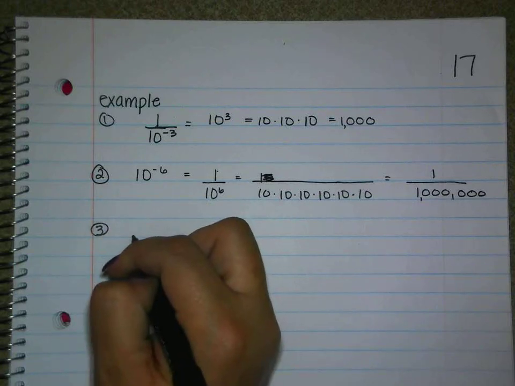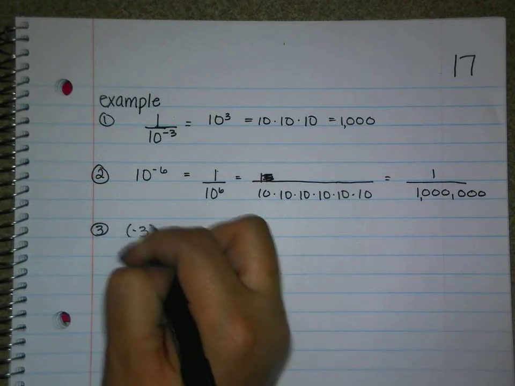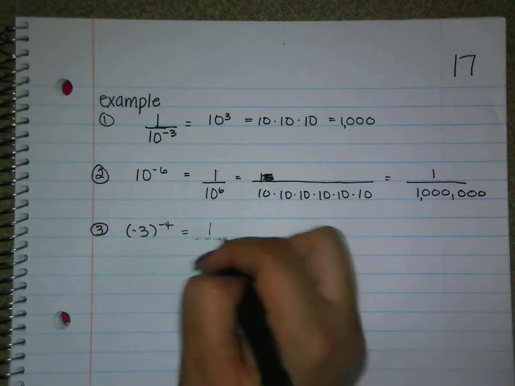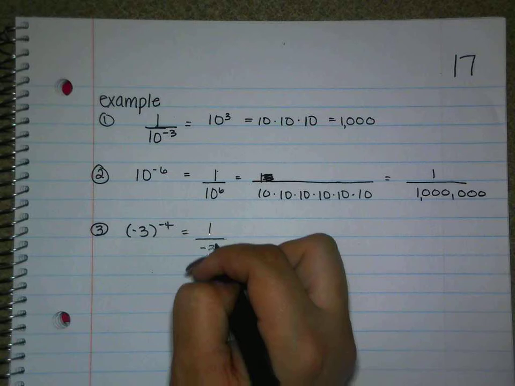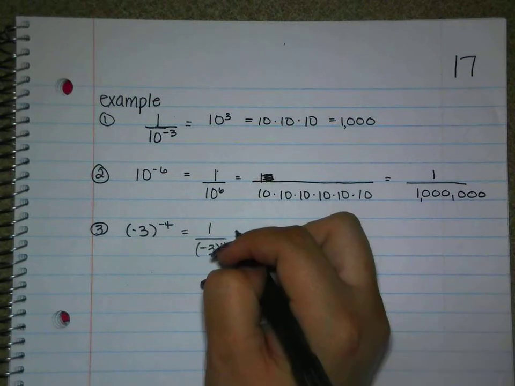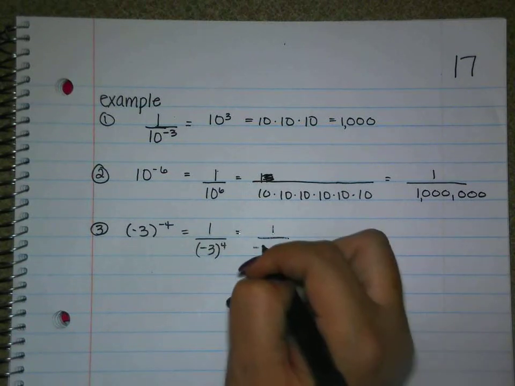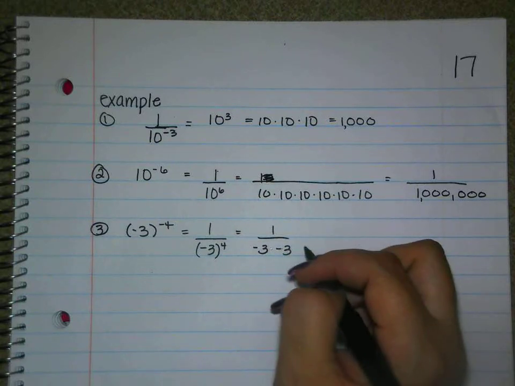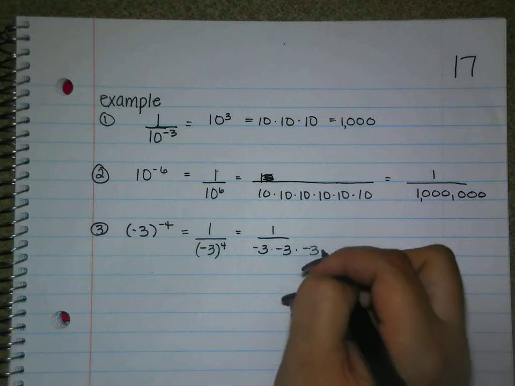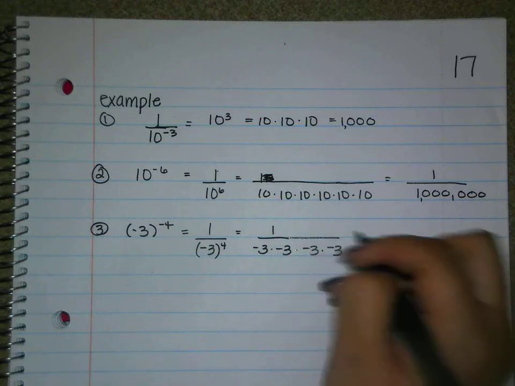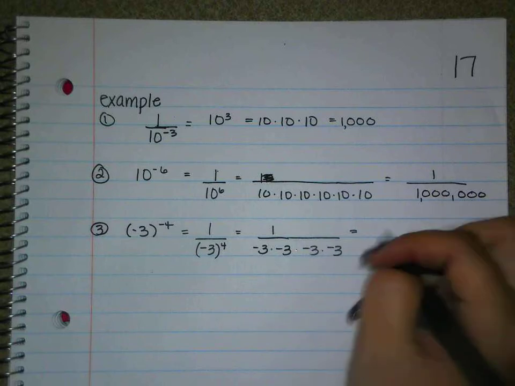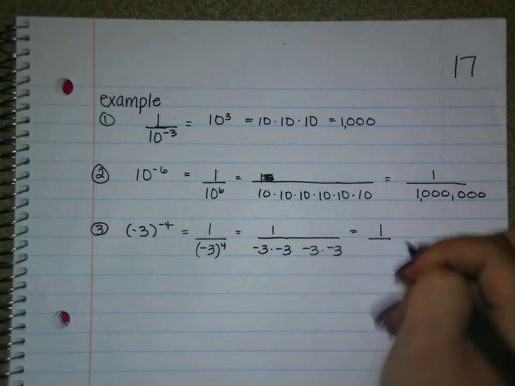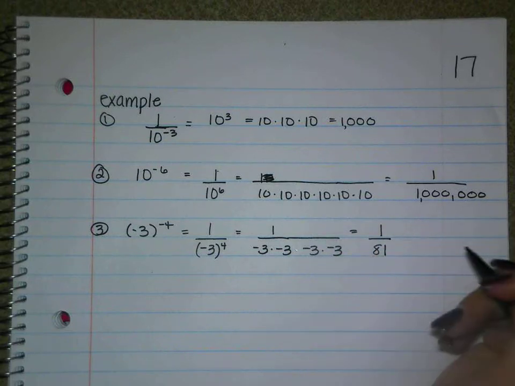We have (-3) to the negative fourth power. Well, first we need to flip it, right? So 1 over (-3) to the fourth power, which becomes 1 over -3 times -3 times -3 times -3. Okay, -3 times -3 is 9. -3 times -3 is 9. So this becomes 1 over 9 times 9, which is 1 over 81.